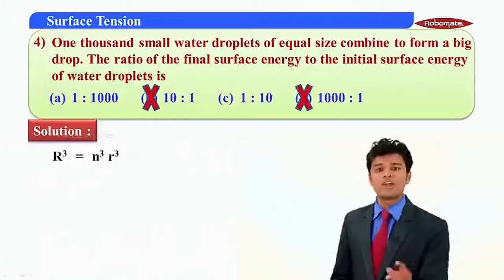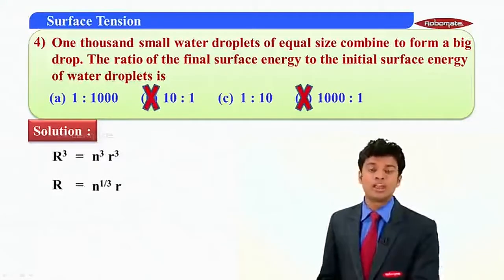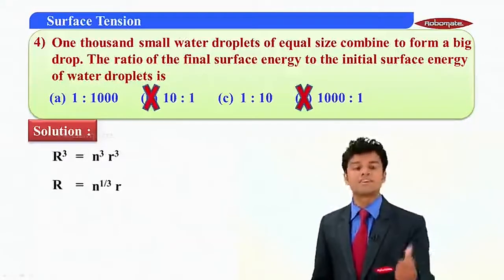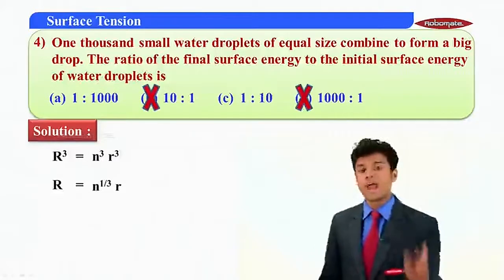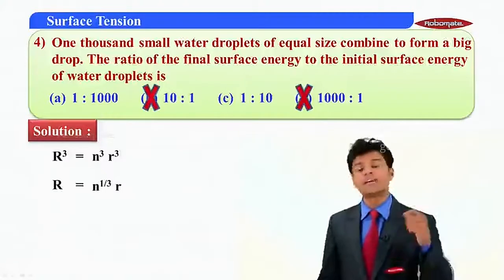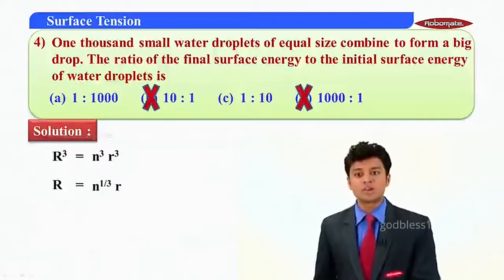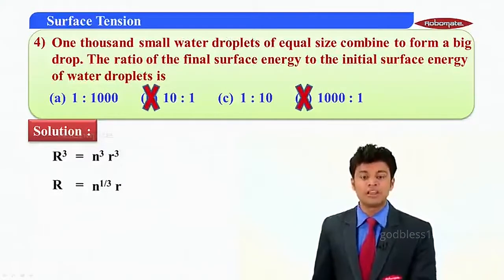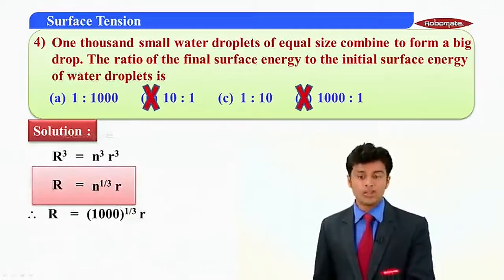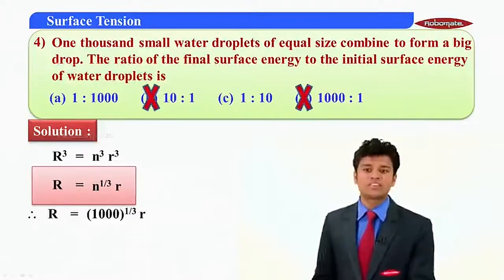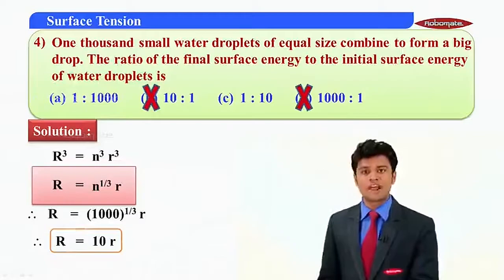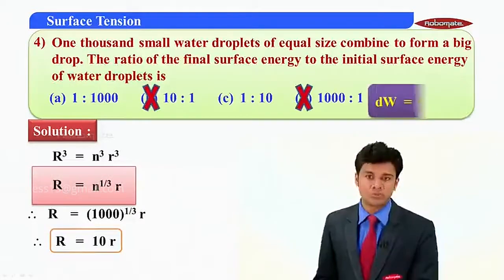Let's solve. We know that R cube is equal to n times r cube, where capital R is the radius of the big drop, small r is the radius of the small drop, and small n is the total number of droplets. So I say that R is equal to n raised to 1 by 3 into small r. Now the value of small n is given to me as 1000. So if I solve it further, I get capital R is equal to 10 times small r.